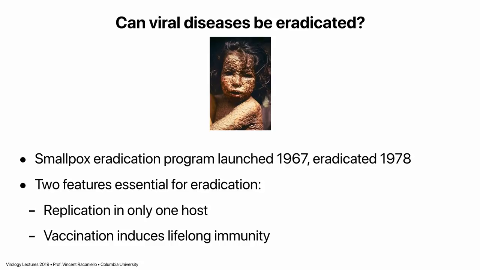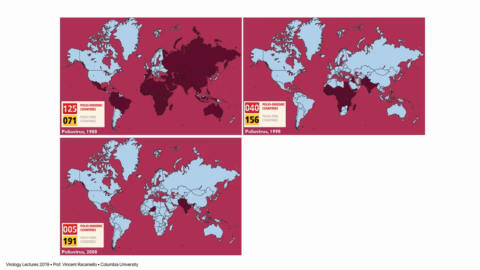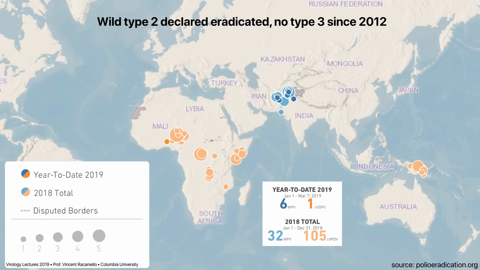So we began the eradication campaign in 1988, about 500,000 cases globally in these dark red countries. Every 10 years, 1998, fewer and fewer countries. 2008, only 5 endemic countries. And here's where we are today. This is year to date in 2019. We've had 7 cases of polio. Last year, 32 cases of wild polio, 100 cases caused by the vaccine. So these are the revertants that cause polio in the recipients or spread to other people.